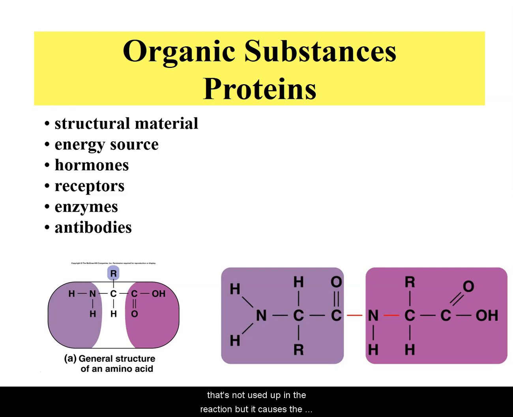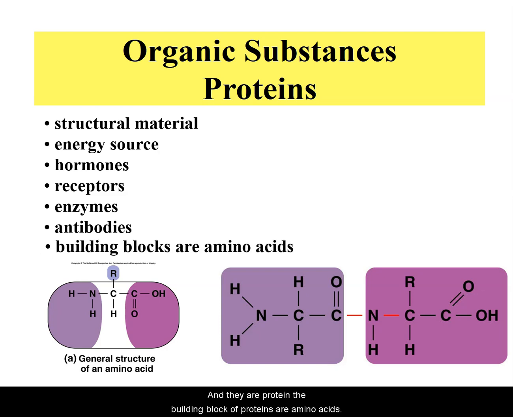A catalyst is something that's not used up in the reaction, but it causes the reaction to happen or speeds up the reaction, and maybe that reaction wouldn't happen without that enzyme, and that enzyme is usually a protein. Antibodies for your immunities are built by your immune system, and they are proteins.